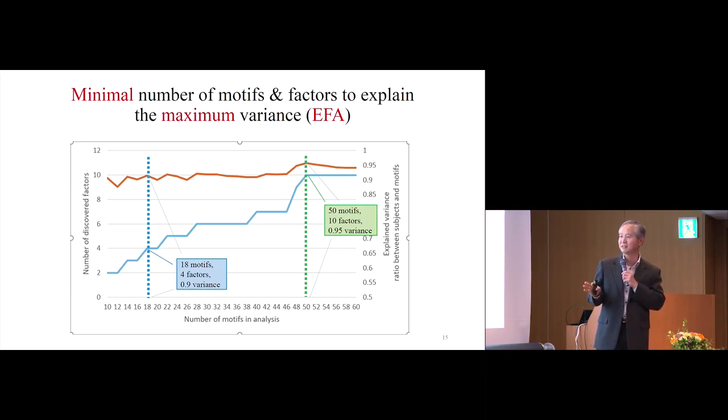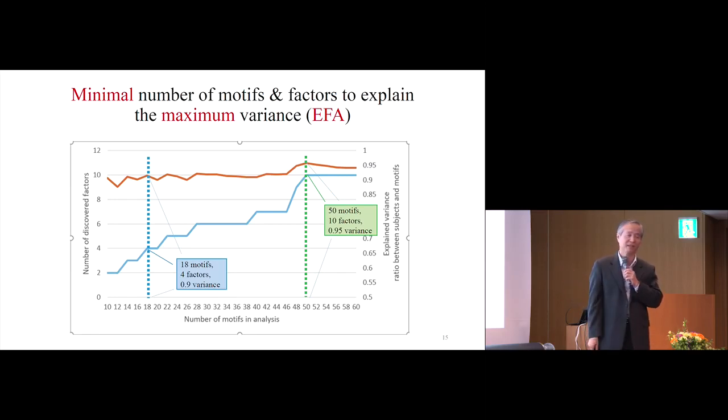So the x-axis is the number of most frequently occurring motifs. The left y-axis is the number of factors we use to explain. And the right-hand side y-axis is the variance. So there are 2 data lines. Take this blue one as an example. We find that there are 18 motifs with 4 factors, which can explain almost 90% of the variance. And for this green dotted line, up here is 50 motifs with 10 factors.